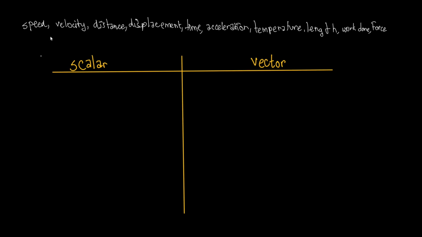So first of all, we have speed. Now speed is a scalar quantity because when we talk about speed, we are not considering direction. As a result, speed is a scalar quantity. Next comes velocity. Now velocity is basically speed with direction. When we are asked about velocity, we have to mention the direction an object is moving. So velocity is a vector quantity.